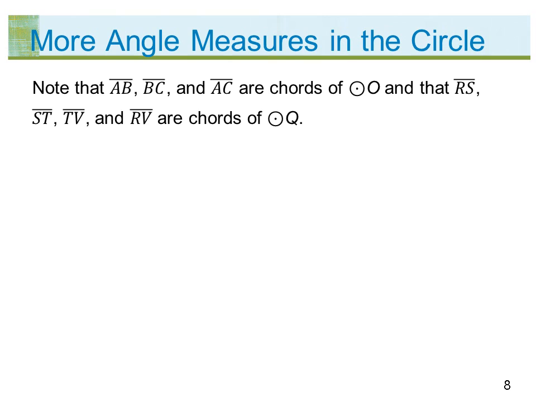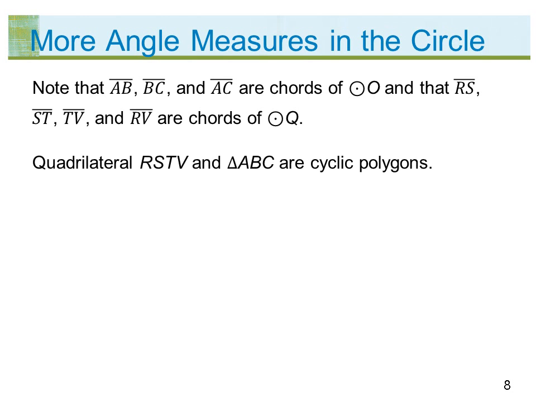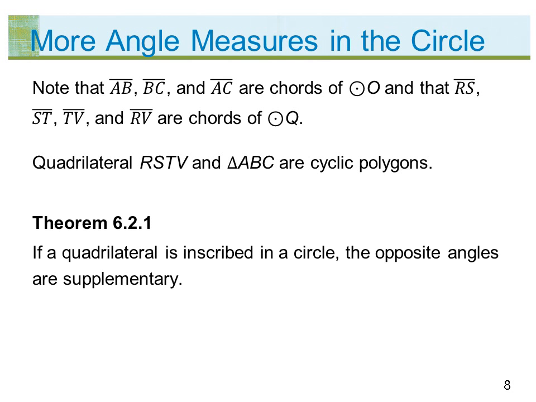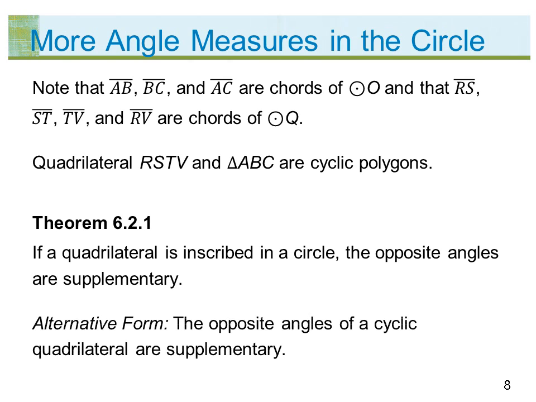Note that segment AB, segment BC, and segment AC are chords of circle O, and that segment RS, segment ST, segment TV, and segment RV are chords of circle Q. Quadrilateral RSTV and triangle ABC are cyclic polygons. Theorem 6.2.1: if a quadrilateral is inscribed in a circle, the opposite angles are supplementary. Alternative form: the opposite angles of a cyclic quadrilateral are supplementary.